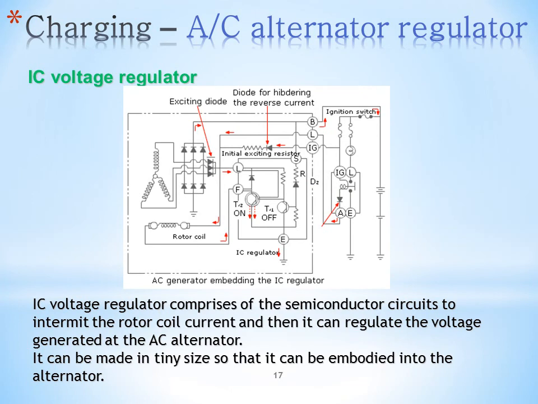IC voltage regulator. The IC voltage regulator comprises semiconductor circuits to intermit the rotor coil current, and then it can regulate the voltage generated at the AC alternator. It can be made in tiny size so that it can be embedded into the alternator.